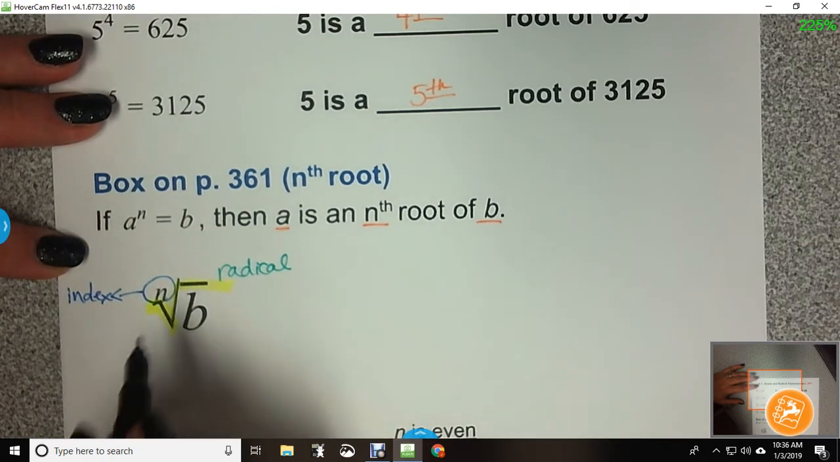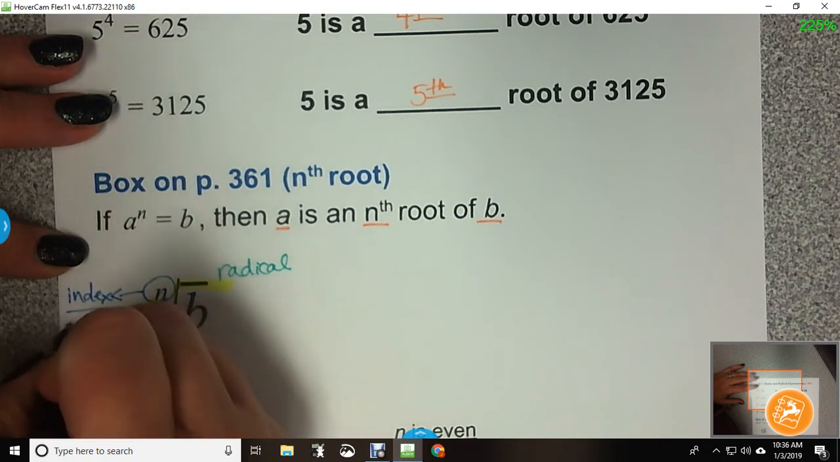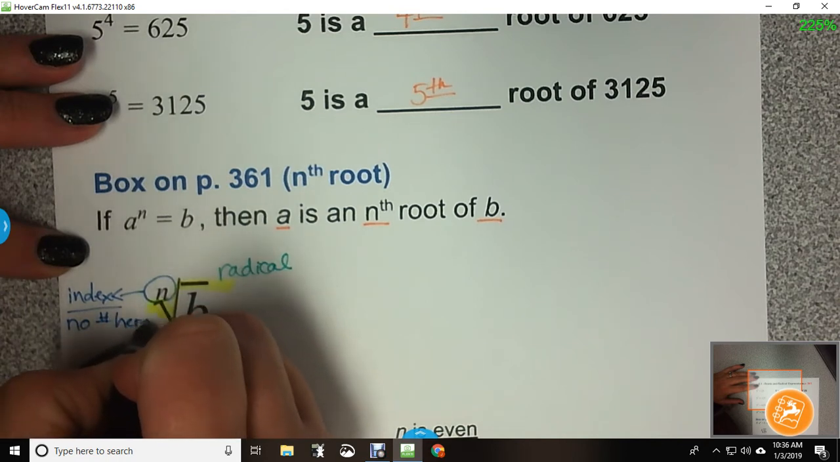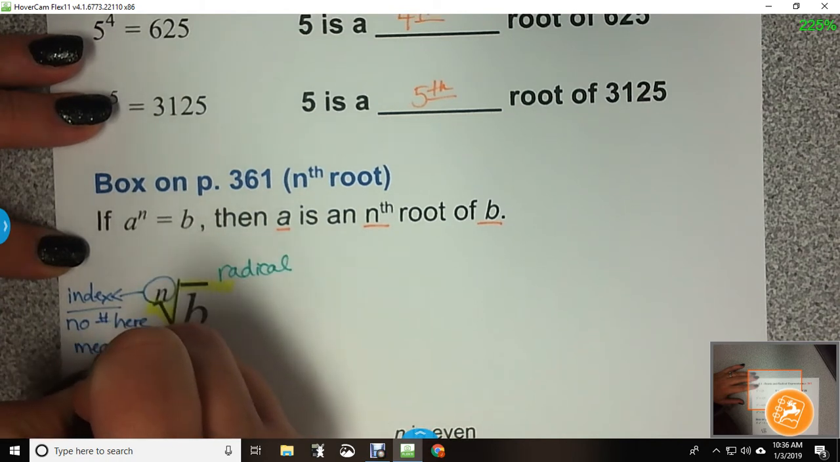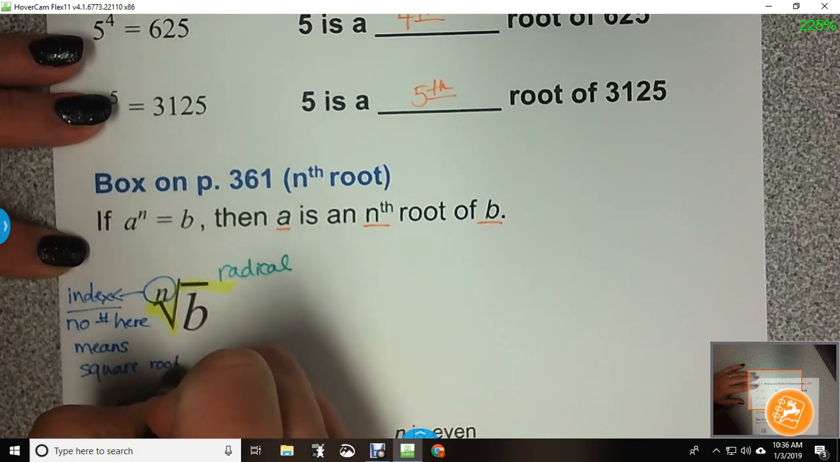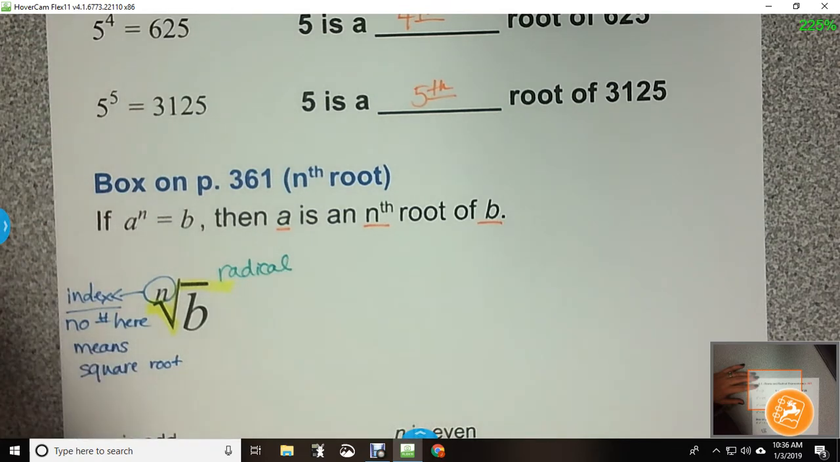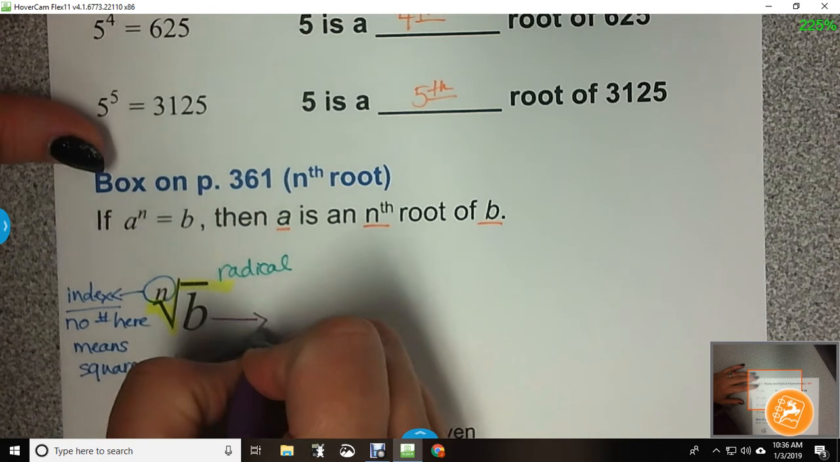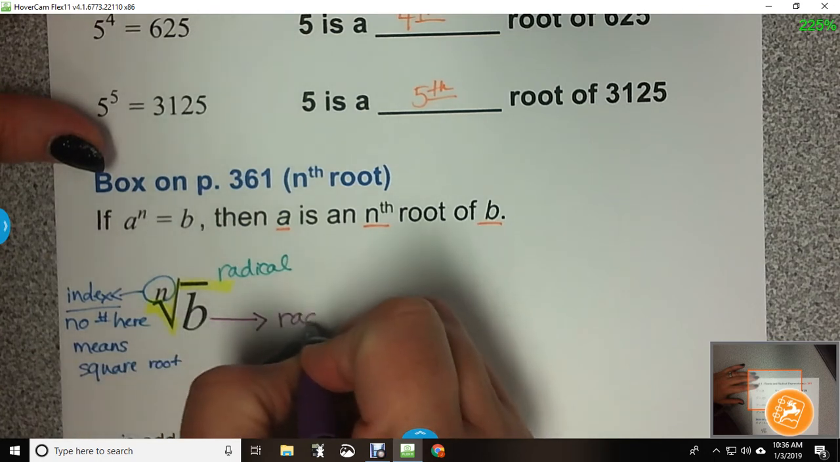Now, if there is not a number written right here, it is understood to be a 2. Okay? No number here means square root. And then finally, the number that's underneath your radical symbol, that is your radicand.